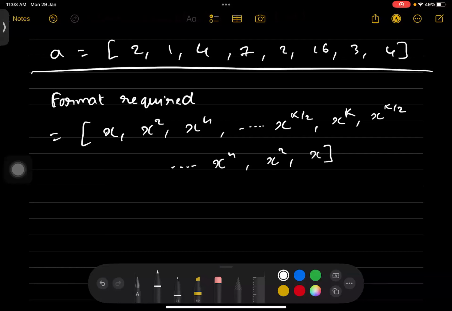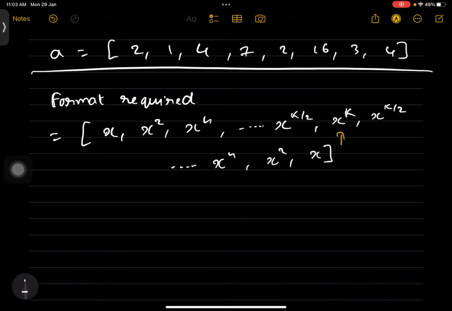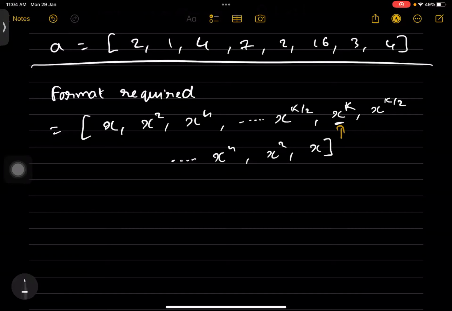Let's see what is the required format here. Now the required format is this one: x^2, x^4, dot dot dot till x^(k/2), x^k, and then back down through x^(k/2), and so on back till x^1. So what we can do to solve this question is iterate over every possible x^k value.